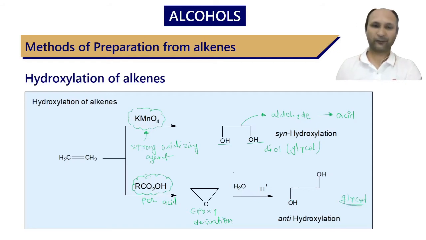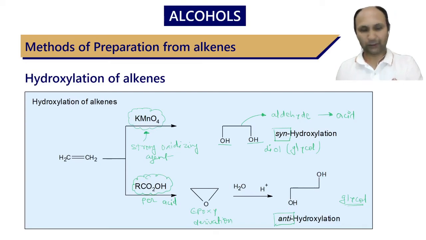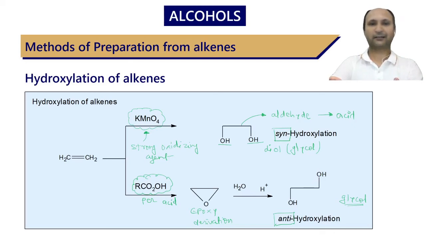But the difference between these two reactions is that when KMnO4 attacks, the product shows a syn orientation, whereas the peracid results in the product with anti-orientation. So in syn orientation, the same groups will be present on the same side of the bond, but in anti-orientation, the same groups will be present at the opposite ends of the double bond. So these are the three reactions of alkenes through which we can get alcohols, and let us summarize this very quickly.